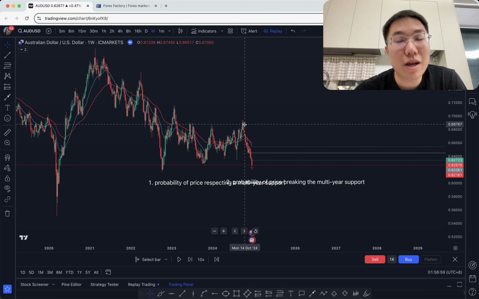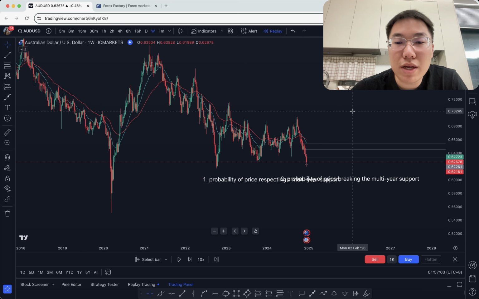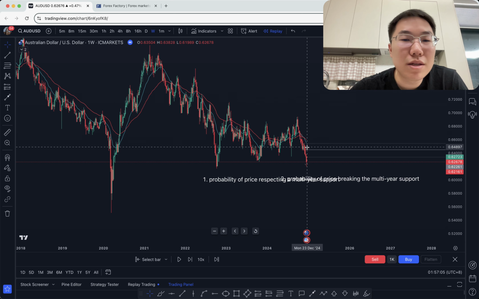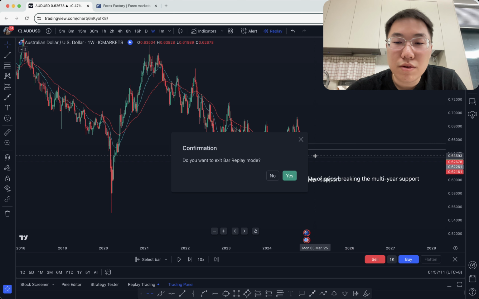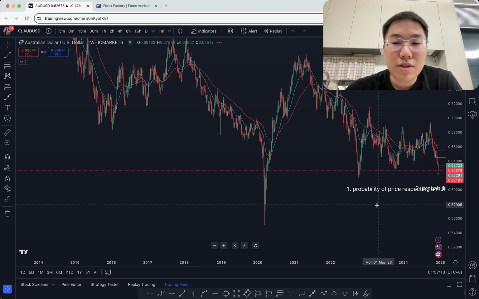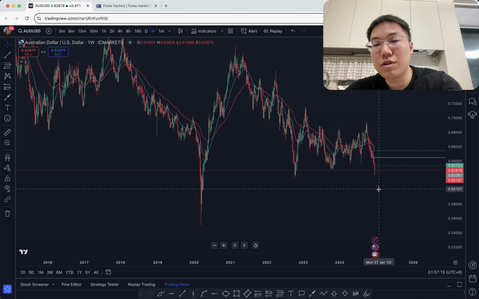Although Aussie is weak, I do admit AXY is weak, Aussie dollar is indeed very weak. But no matter what, you are still going to see some range bound price action on a weekly, on a monthly time frame. So that was my entire thesis on Aussie dollar.